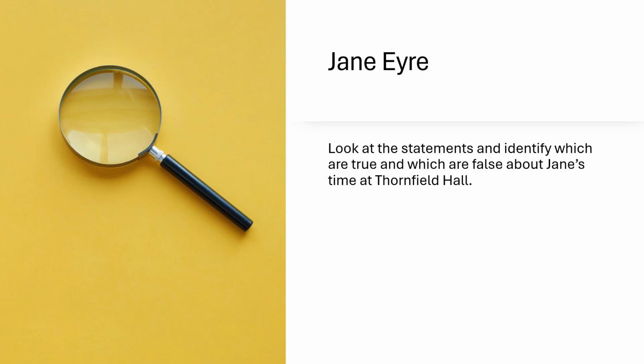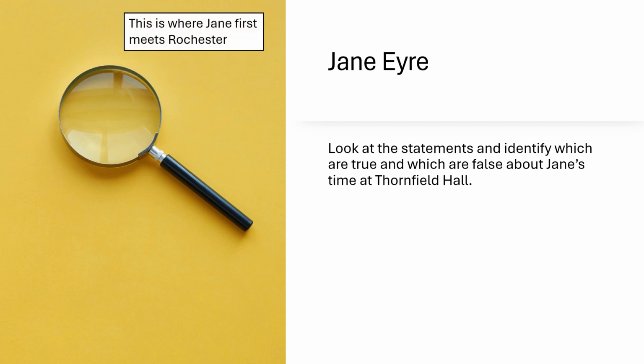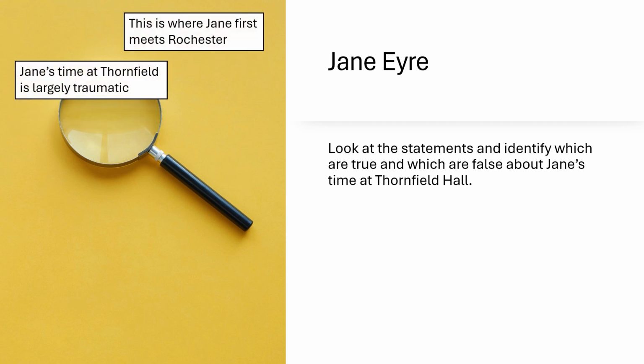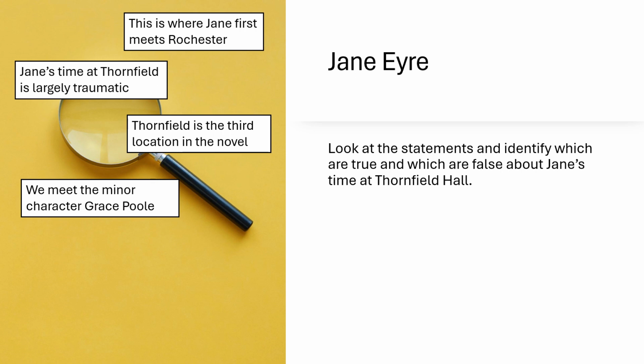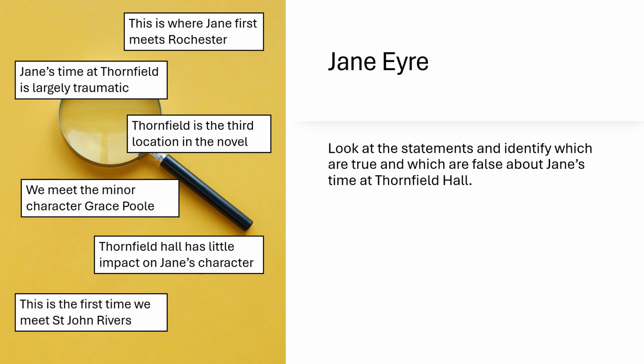First thing I'd like to do then is look at the statements and identify which are true and which are false about Jane's time at Thornfield Hall. So we have then, this is where Jane first meets Rochester. Jane's time at Thornfield is largely traumatic. Thornfield is the third location in the novel. We meet the minor character of Grace Poole. Thornfield Hall has little impact on Jane's character, and this is the first time we meet St. John Rivers.